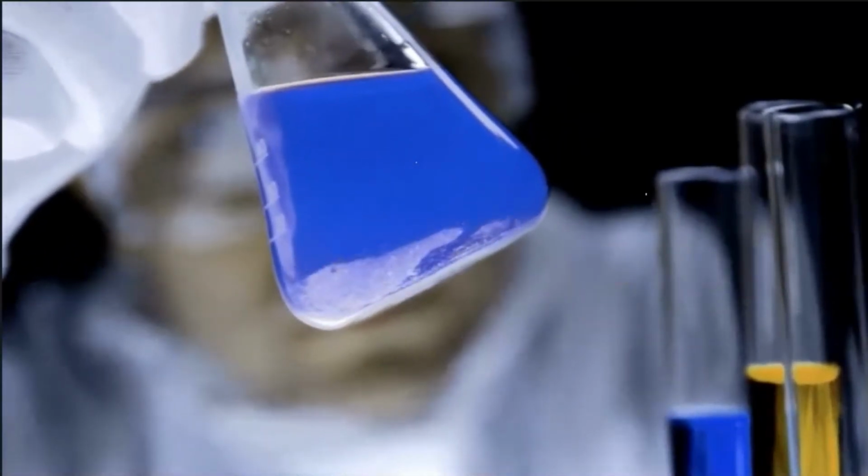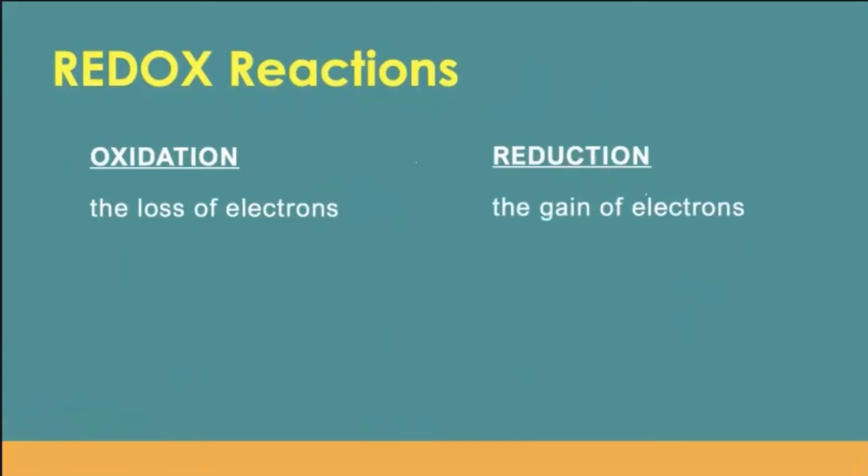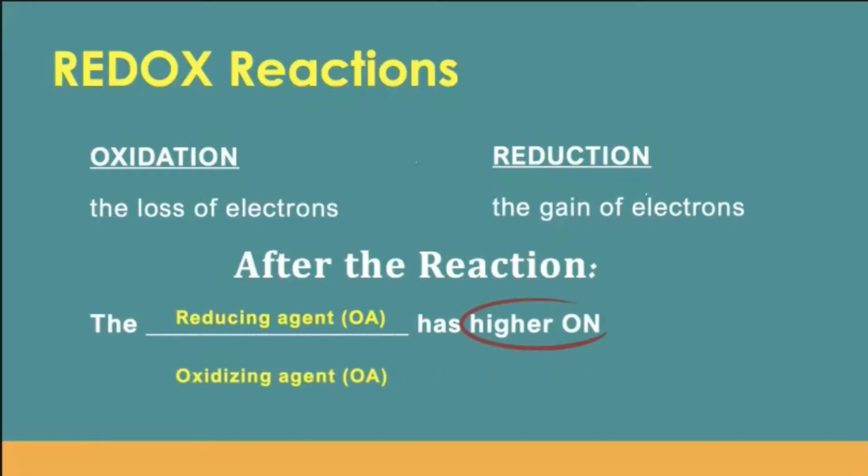be redox reactions. In any redox process, oxidation is the loss of electrons, while reduction is the gain of electrons. After the reaction, the reducing agent or agent of reduction is the oxidized substance and ends up with a higher oxidation number, while the oxidizing agent or agent of oxidation is the reduced substance and ends up with a lower oxidation number.